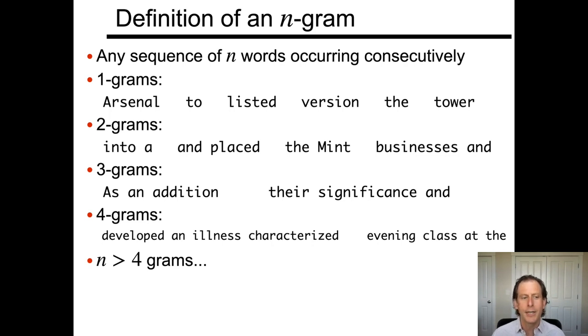Trigrams are 3, for example, as an addition, their significance and. 4-grams, developed in illness characterized, evening class at the. These are all naturalistic examples. And of course we can make n-grams, the n can be as large a number as you want.